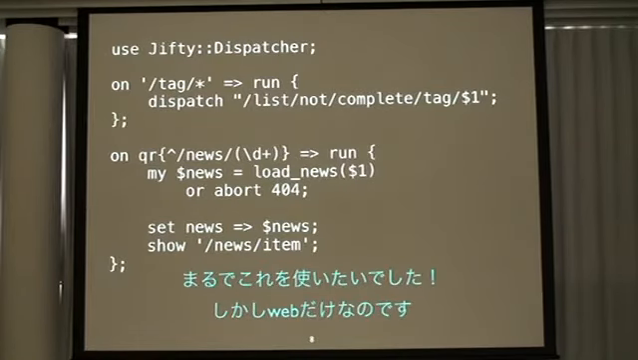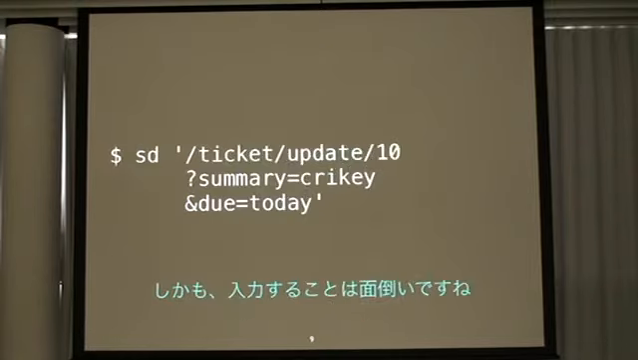So I wanted to use something like this for my command line code. I think it looks pretty nice. The only problem is Jifty Dispatcher is written for a web application framework, so it's not quite portable to a command line application. It's also pretty strange to have to write slashes in your command line. You really don't want to do something like that. Who would want to type that?